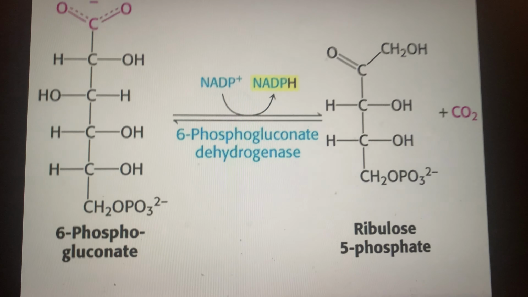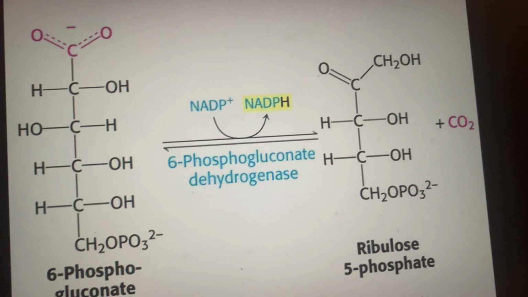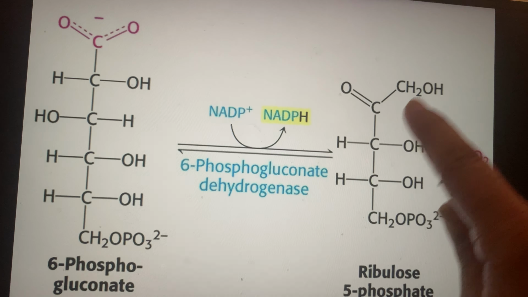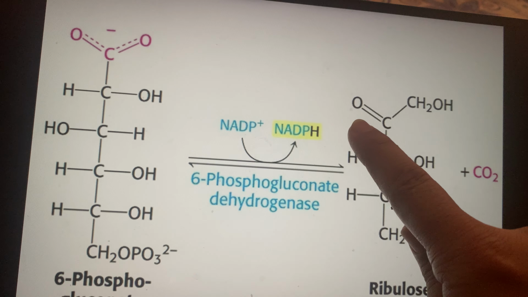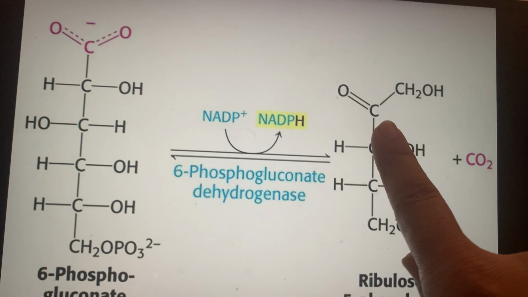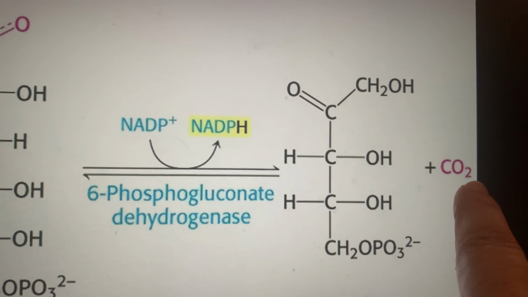And the product name is ribulose 5-phosphate, because this is kind of a ketone. This functional group is keto functional group, because the C double bond O is not at the end, so that's why it is ketone. It's in between two carbons, and along with that carbon dioxide is released.